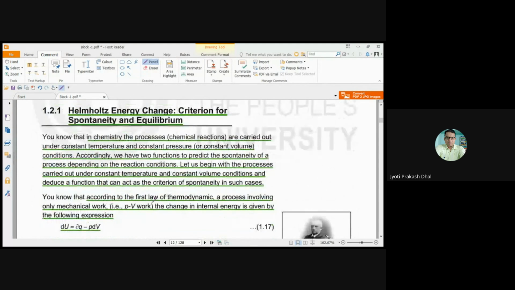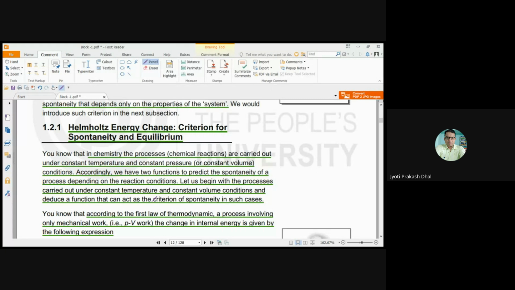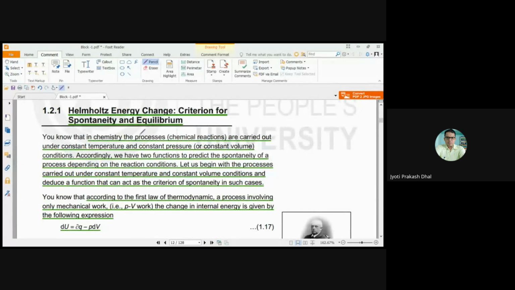So now coming to what is the criteria for spontaneity and for equilibrium. Here we will define a new function, that is called Helmholtz energy change, right? Using this new function, we will discuss the criteria for spontaneity of any type of thermodynamic process, or the criteria for equilibrium of any type of thermodynamic process.